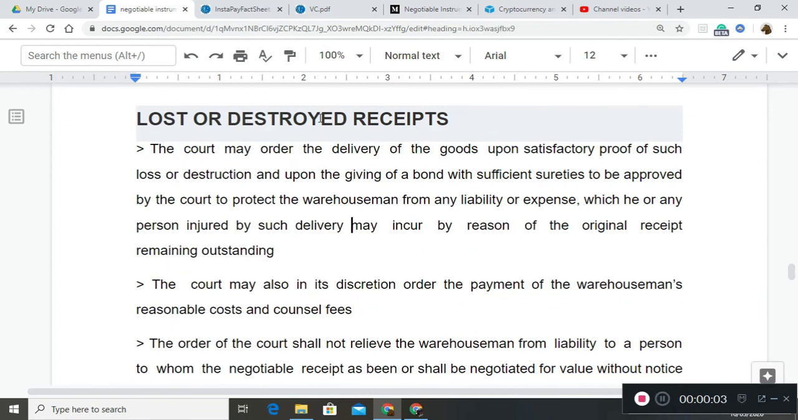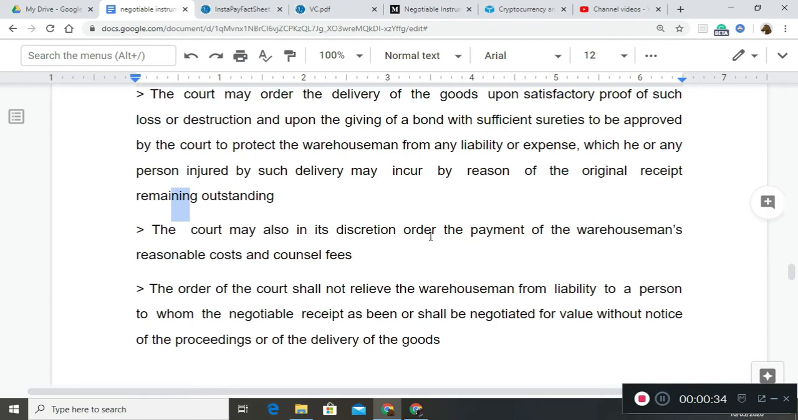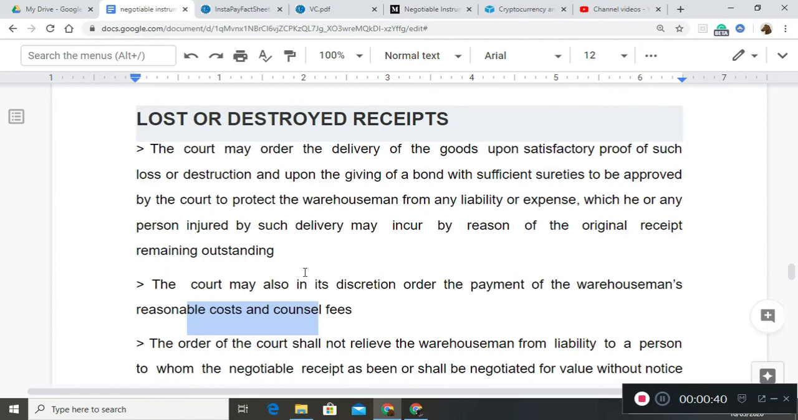For lost or destroyed receipts, our courts may order the delivery of the goods upon satisfactory proof of such loss or destruction and upon the giving of a bond with sufficient sureties to be approved by the court, to protect the warehouseman from any liability or expense which he or any person injured by such a delivery may incur by reason of the original receipt remaining outstanding. The court also, in its discretion, may order the payment of the warehouseman's reasonable cost and counsel fees.